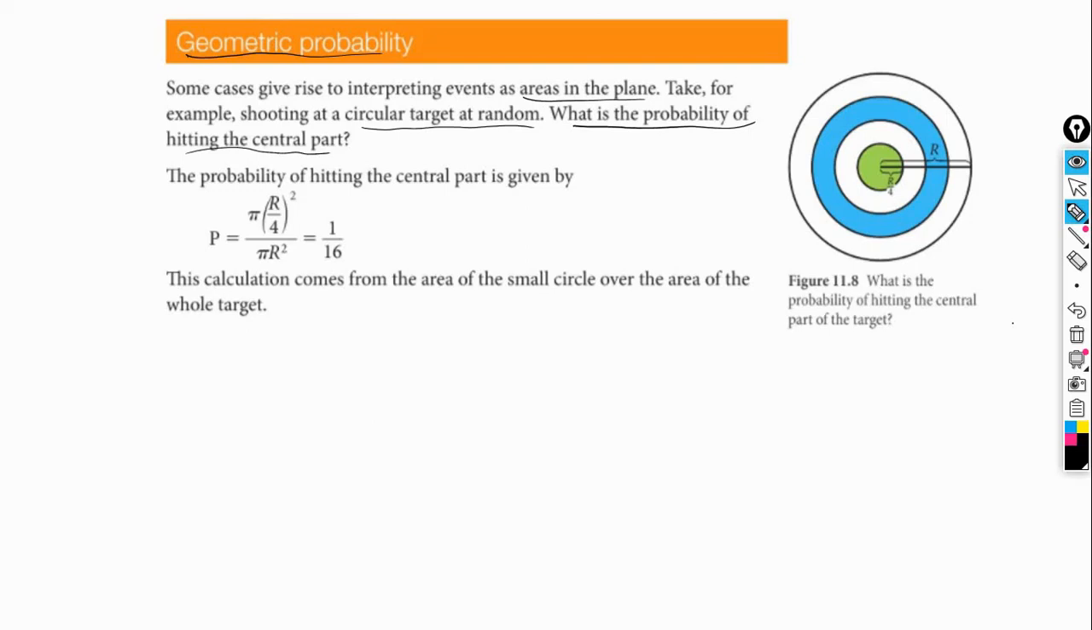So the central part is this green circle, and it tells us that the radius is 1/4 of the full radius, right? It says radius over 4 right here. Therefore, the probability of hitting the central part is going to be the green area divided by the total area, as you can see here. And that's going to give us 1/16.